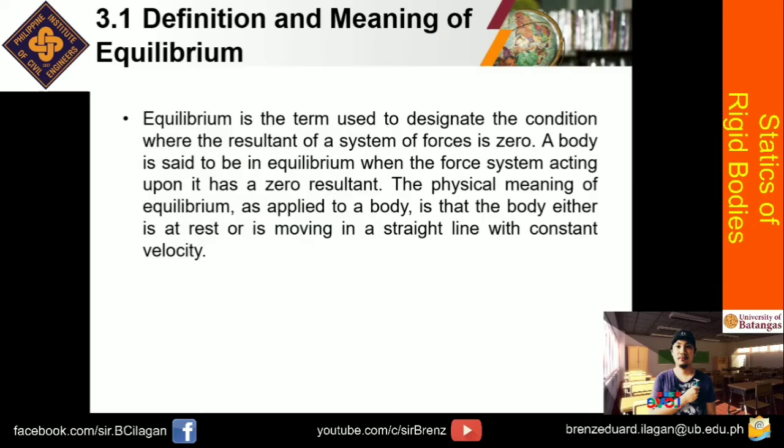I think we discussed this before in the previous chapter, so let's read its definition. Equilibrium is the term used to designate the condition where the resultant of a system of forces is equal to 0. So when the resultant of your system of forces is equal to 0, this is under the category of equilibrium. A body is said to be in equilibrium when the force acting upon it has a 0 resultant.